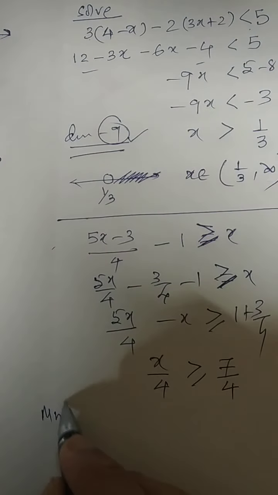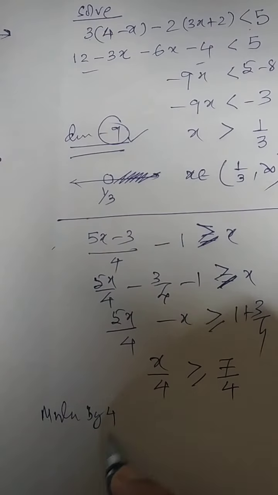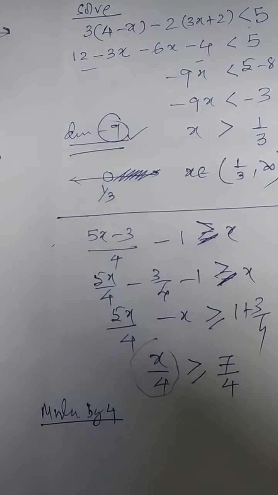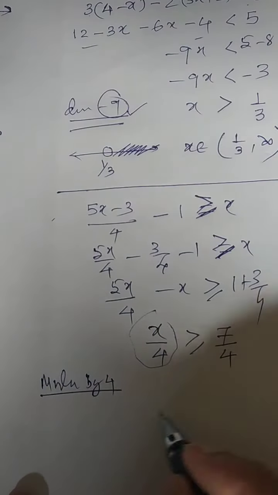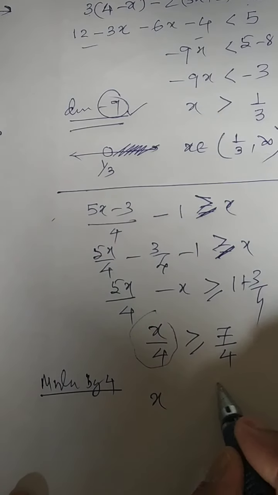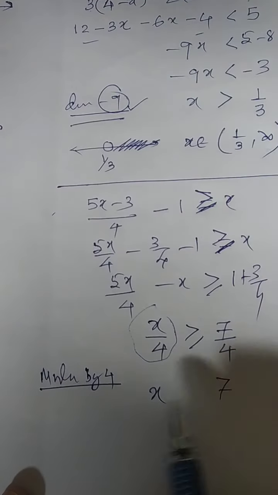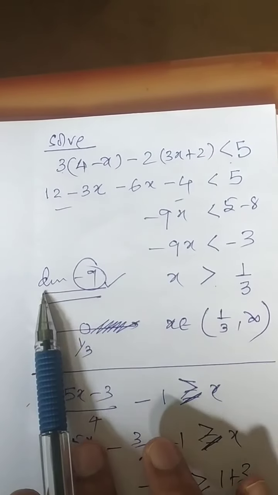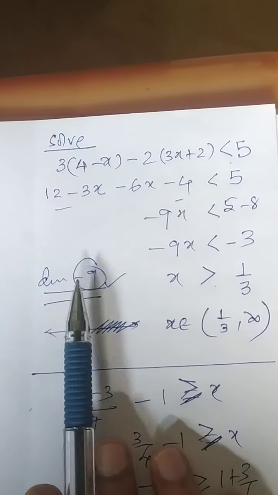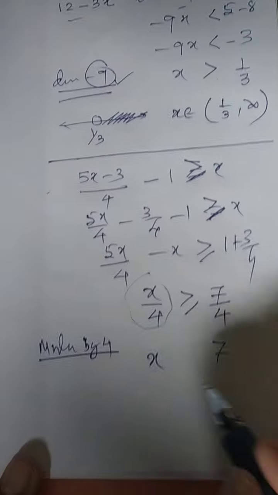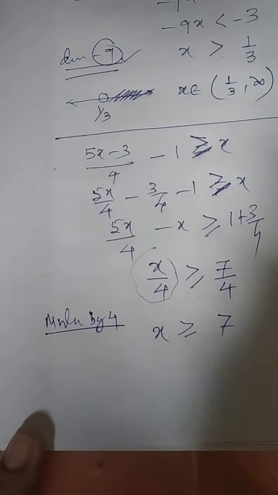Now multiply by 4 to get the solution. If this is the situation, we are doing the same thing as in an equation. Multiply by 4 means this will give you x and this will give you 7. Shall we change this sign? No. We changed it over here because we divided. Whenever you divide or multiply with a negative number, you have to change the sign. Otherwise, no. So the answer remains the same. This will be the final answer.